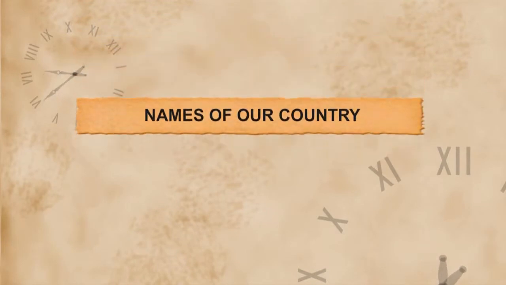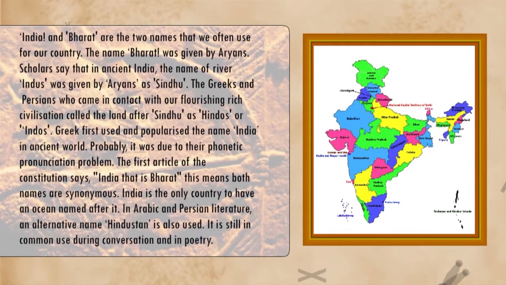Names of our country. India and Bharat are the two names that we often use for our country. The name Bharat was given by Aryans. Scholars say that in ancient India, the name of river Indus was given by Aryans as Sindhu. The Greeks and Persians who came in contact with our flourishing, rich civilization called the land after Sindhu as Hindos or Indos. Greek first used and popularized the name India in ancient world. Probably, it was due to their phonetic pronunciation problem.